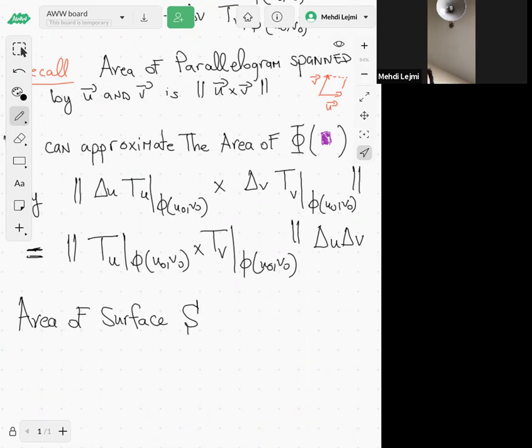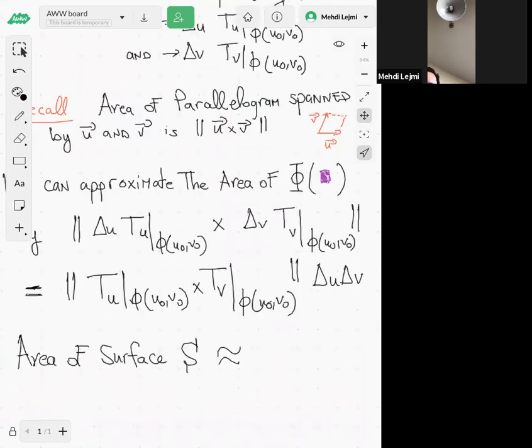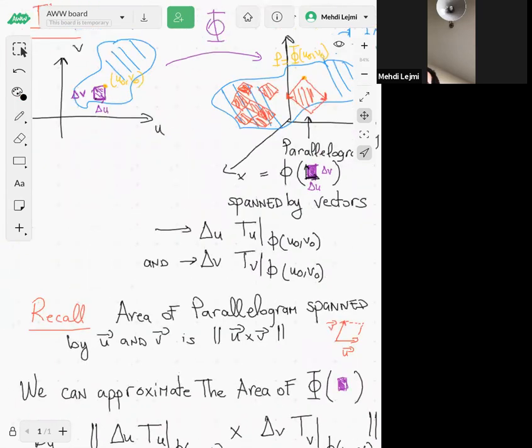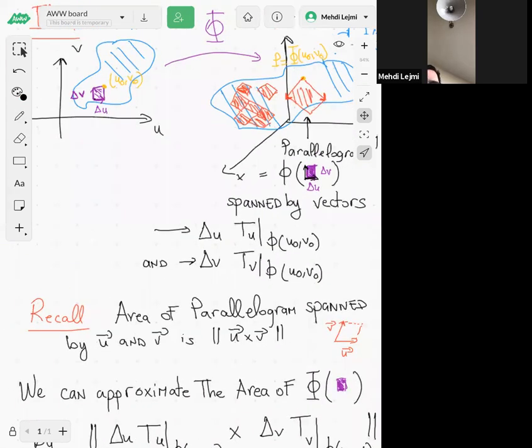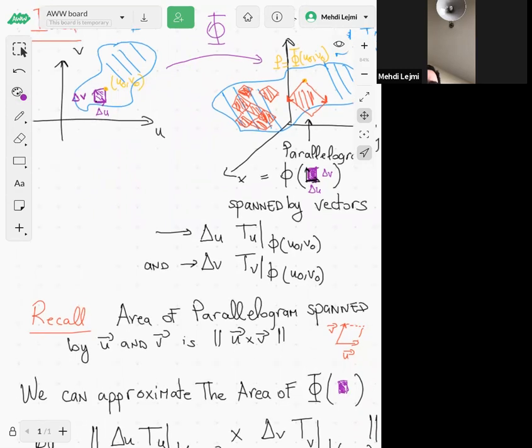Okay, so it's approximately given by, so we're going to have all these rectangles. For example, you can call this rectangle here delta u_i and delta v_j. Okay, so you have all these rectangles here, right?